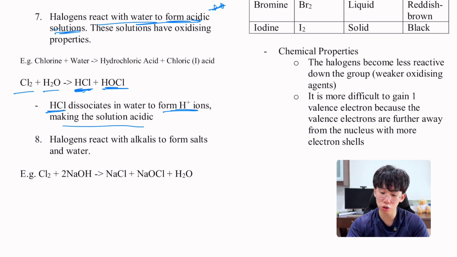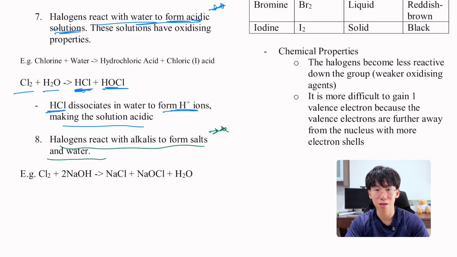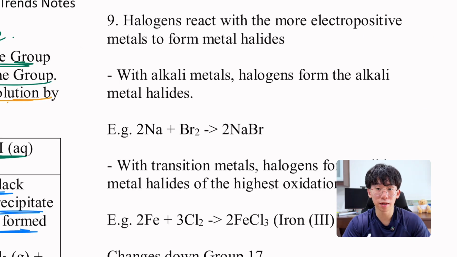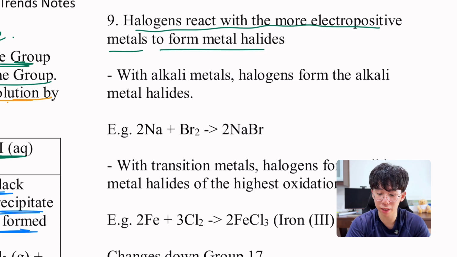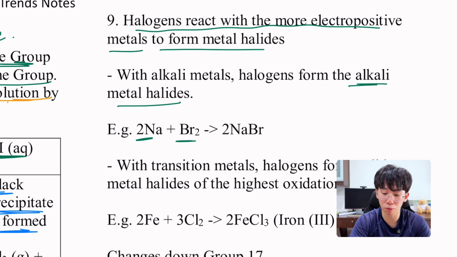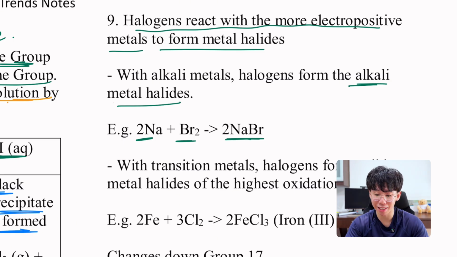Next up, your halogens can also react with alkalis to form salts and water. So this is something you have to memorize. For example, your chlorine can react with sodium hydroxide to form sodium chloride, NaOCl, and also water. And the last reaction for your halogens: halogens tend to react with the more electropositive metals to form metal halides. So for example, when halogens react with alkali metals, they form the alkali metal halides. An example is sodium reacting with bromine; when that happens, you will just get sodium bromide, and this reaction happens very easily.